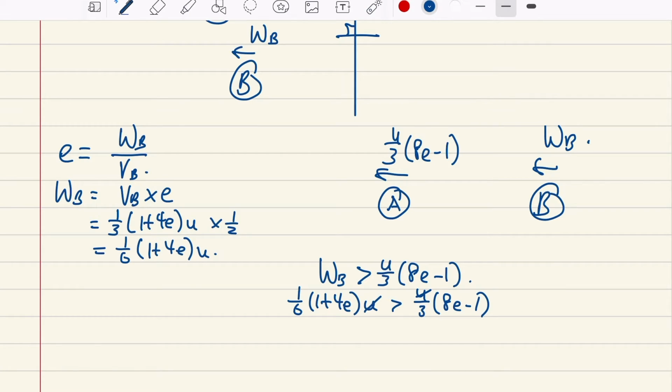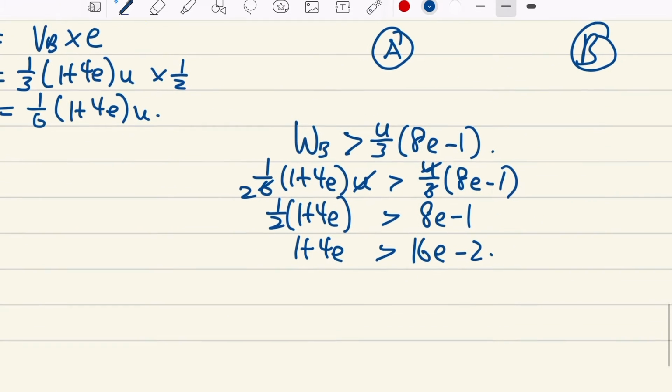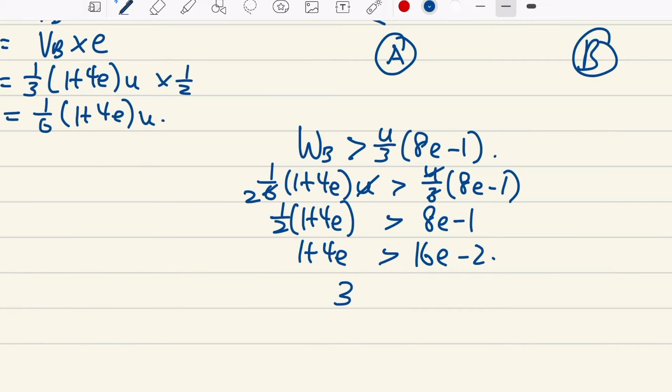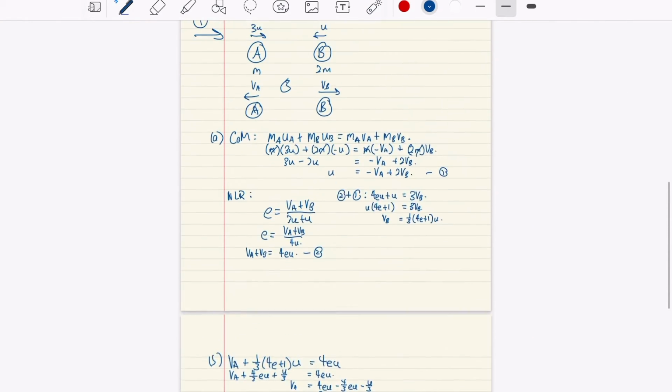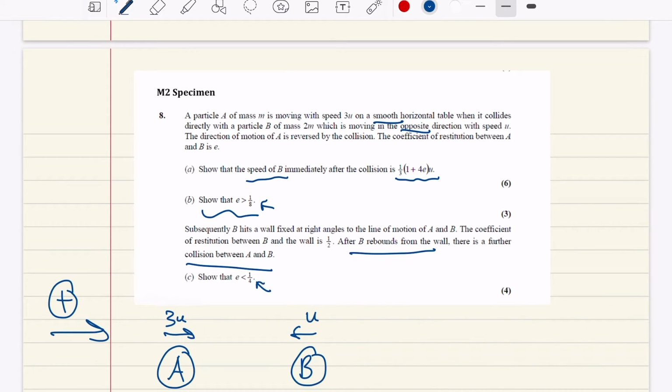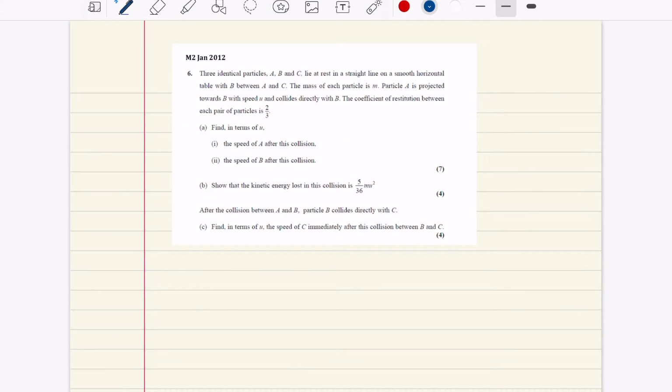So here we can eliminate u and 2. So 1 over 2 (1 plus 4e) is larger than 8e minus 1. So 1 plus 4e is larger than 16e minus 2, so 3 is larger than 12e. So e is smaller than 1 over 4. Yep. Okay, now we have the second question here.